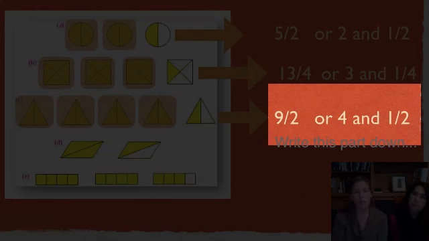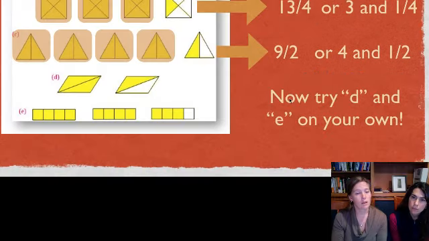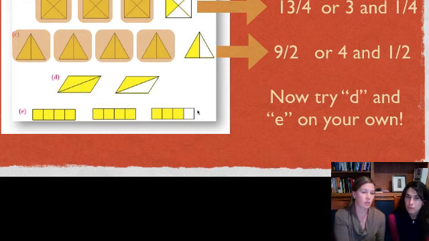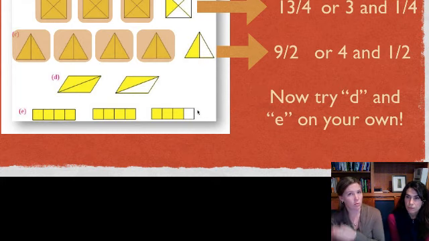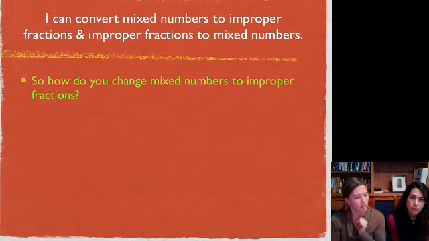So all of these are equivalent. And then go ahead and try D and E on your own. We want to see your improper fraction, and we also want to see the mixed number that goes with it. Okay? So this is the visual.